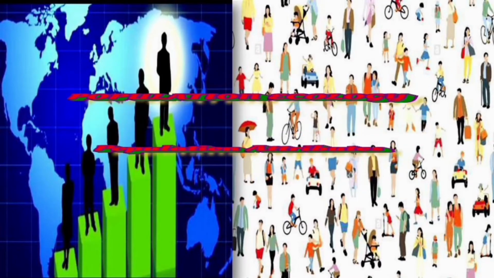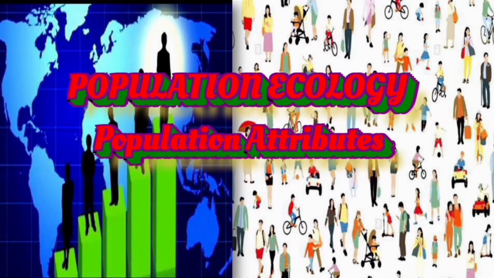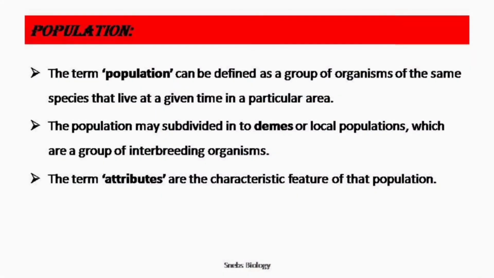In this part, we will talk about population attributes. So let's start. In this population attributes, there are two words. First is population, second is attribute. So what exactly do we mean by population?